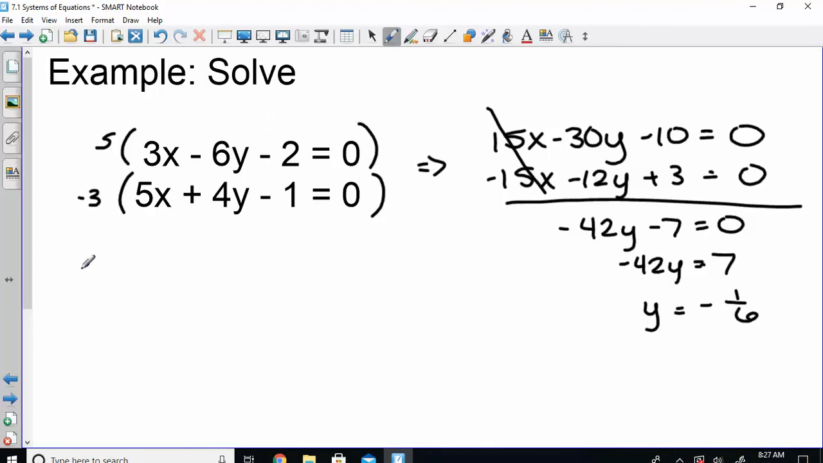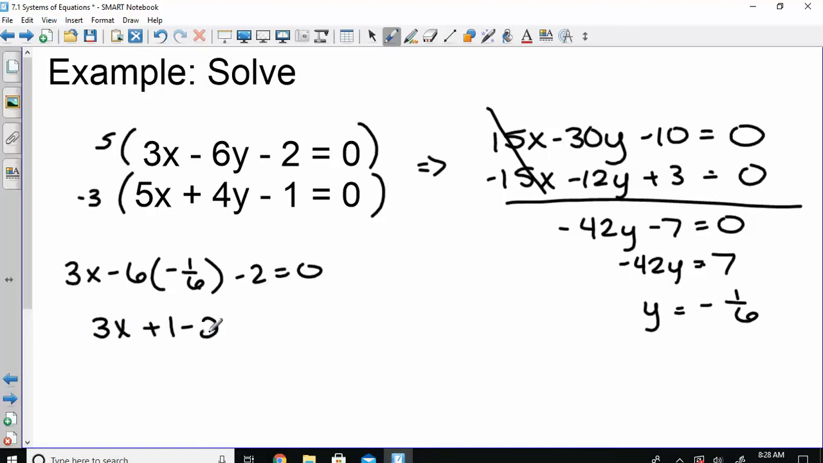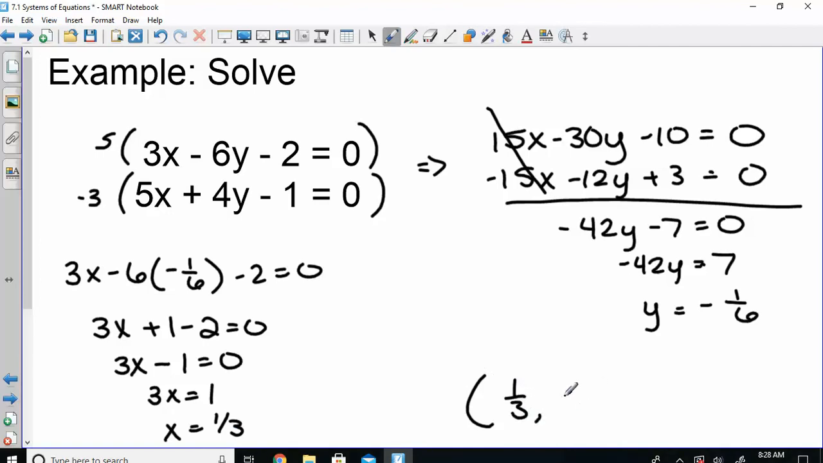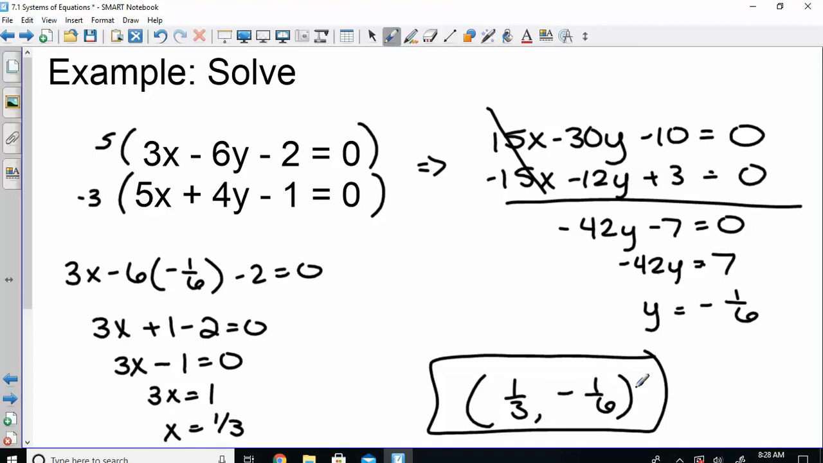Once I have my y, I can plug that into one of the equations to solve for my x. So if I just put it into the first one, -6 times -1/6, that's a +1. So I get 3x minus 1 equals 0. Add your 1, divide by 3, and it's 1/3. So our answer is 1/3, -1/6. So far, so good?